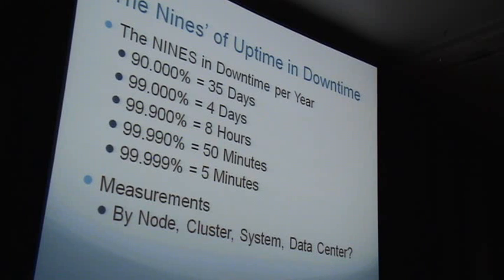2 nines is 4 days a year your systems can actually be unavailable. 3 nines, 8 hours. 4 nines, 50 minutes, and then 5 nines is 5 minutes a year your system can actually be down or unavailable. 5 minutes a year is actually, if you can get there, really awesome, but it can be very difficult.